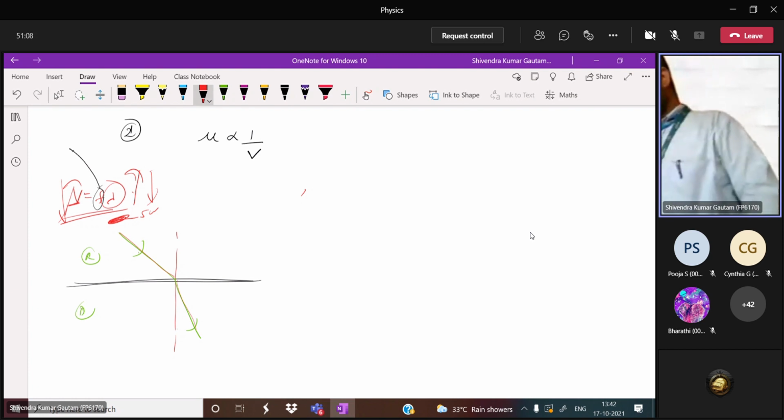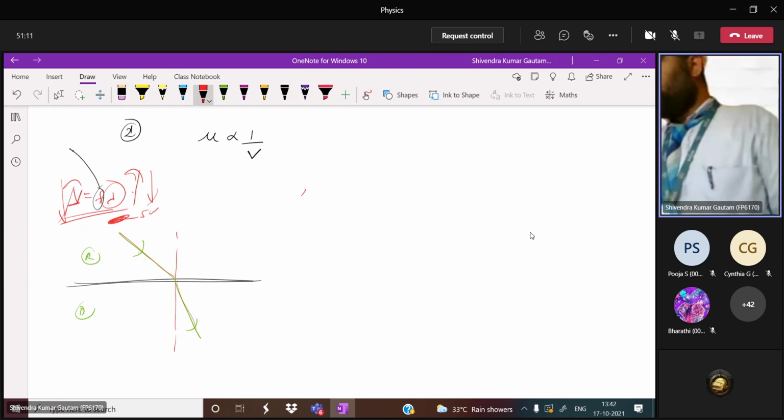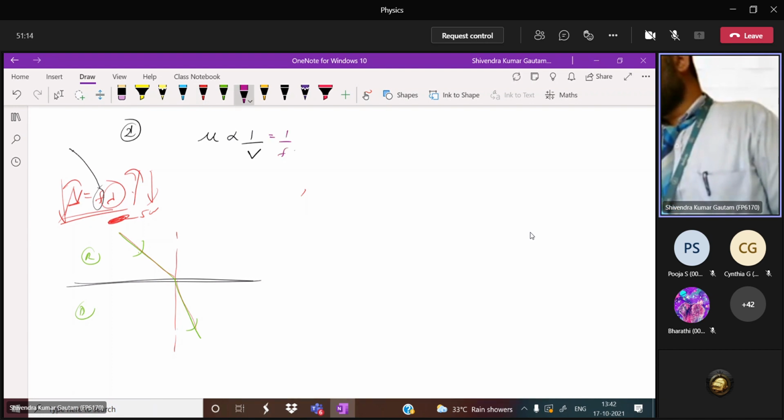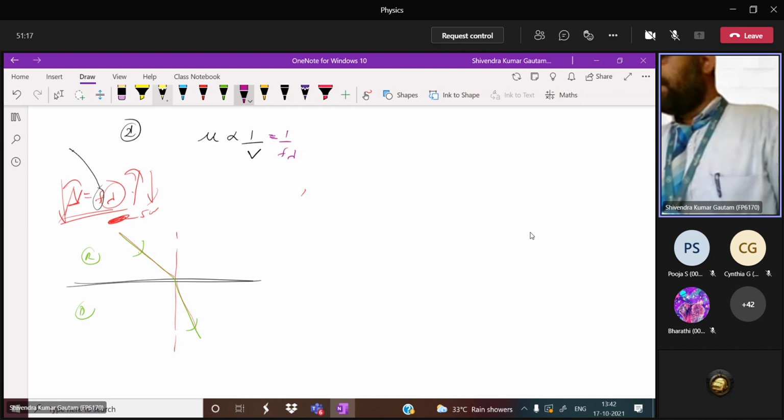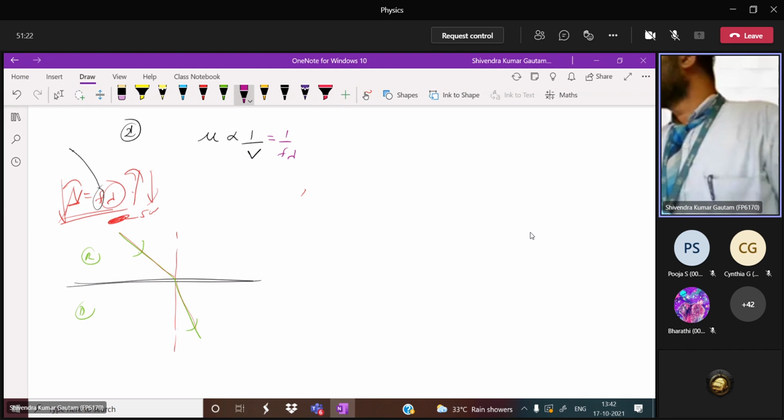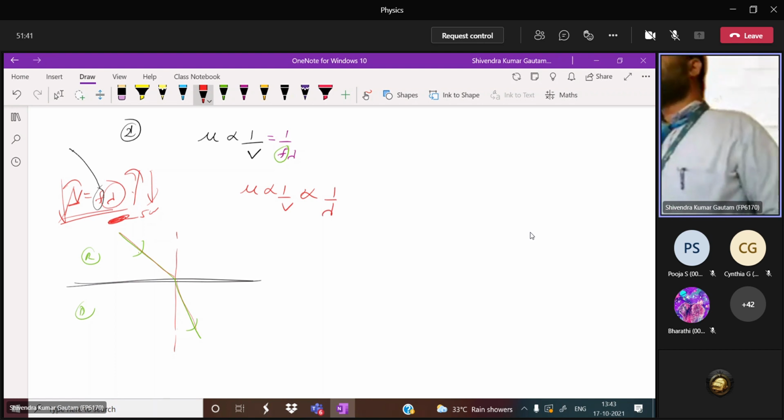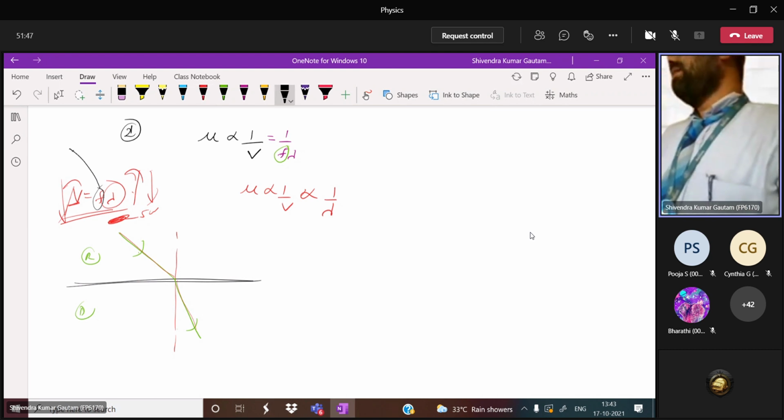Okay. So here, see, mu is inversely proportional to V. We know V is equal to F lambda. Everybody, don't write. Now the same source is there, F is the same. So can I say that mu is also inversely proportional to lambda? Yes or no? Mu is inversely proportional to V and inversely proportional to lambda, because V is directly proportional to lambda. It means mu depends on the color of light.